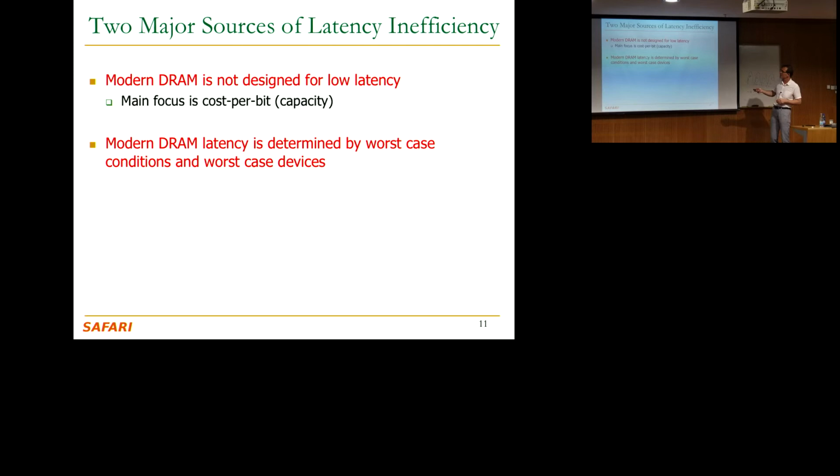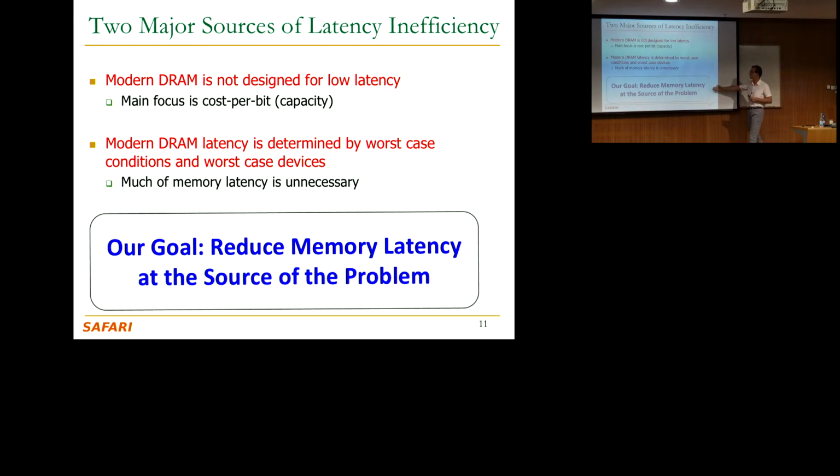And modern DRAM latency is determined by worst-case conditions and worst-case devices. Can we actually relax that? Basically, we're really determining the latency based on worst case. Much of memory latency is unnecessary if you look at the common case. And we're going to try to look at that common case. Our goal is to essentially reduce the memory latency at the source of the problem, as opposed to trying to patch it with caching, prefetching, multithreading, or out-of-order execution, all of which increase complexity. And I believe reducing latency is good for a lot of things in the system. I'll show you some results showing that reducing latency actually reduces the energy consumption as well.